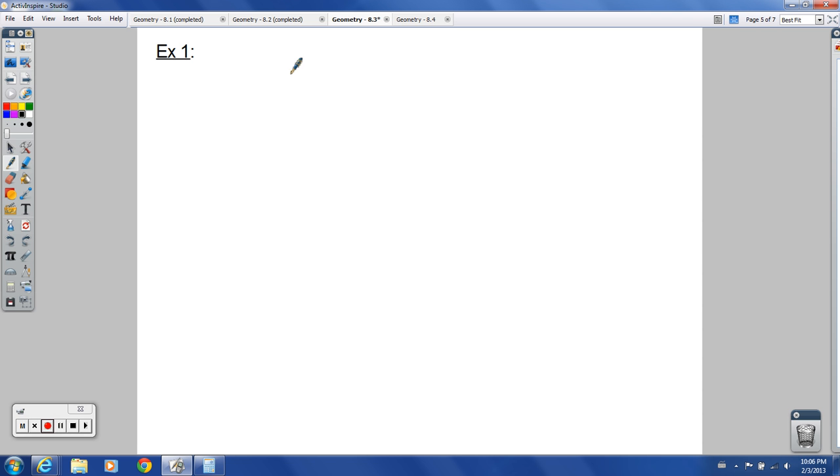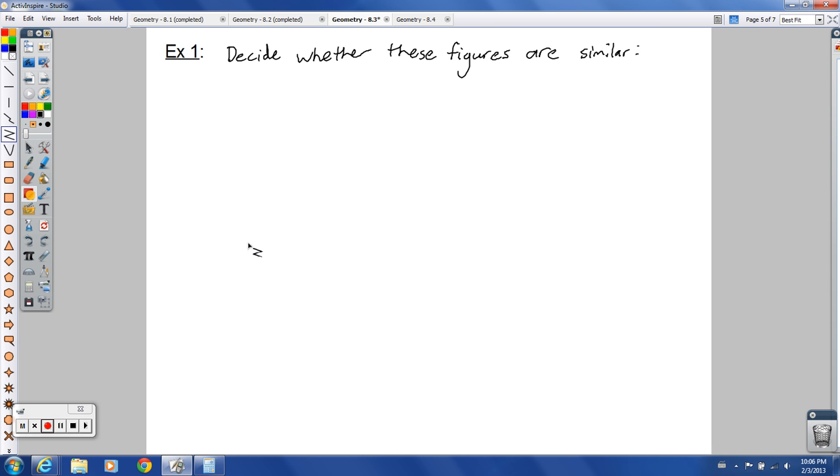But I'm going to put example 1 on the next page. Example 1: decide whether these figures are similar. What figures, Mr. Wagner? Patience, young one. What figures, you may ask, am I talking about? It's these figures that I'm about to draw. Let's say that we have one shape that looks like this, just some general quadrilateral. I'm not saying it's a kite. It almost looks like a kite, but we're not going to assume that's the case.